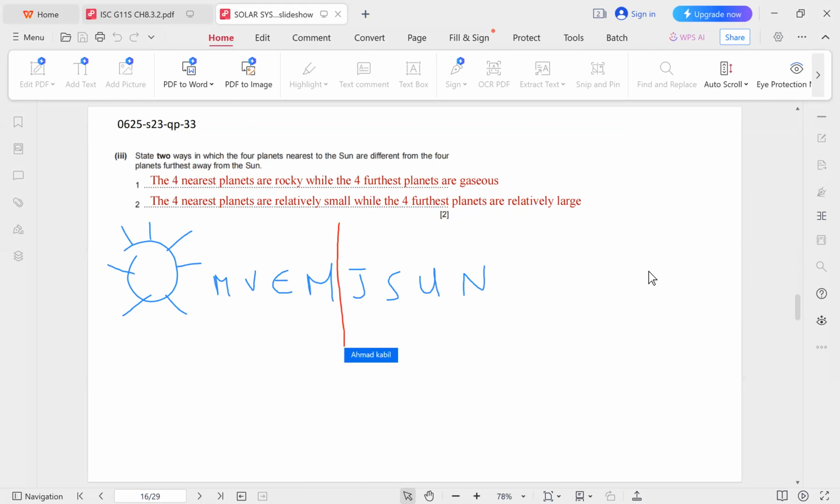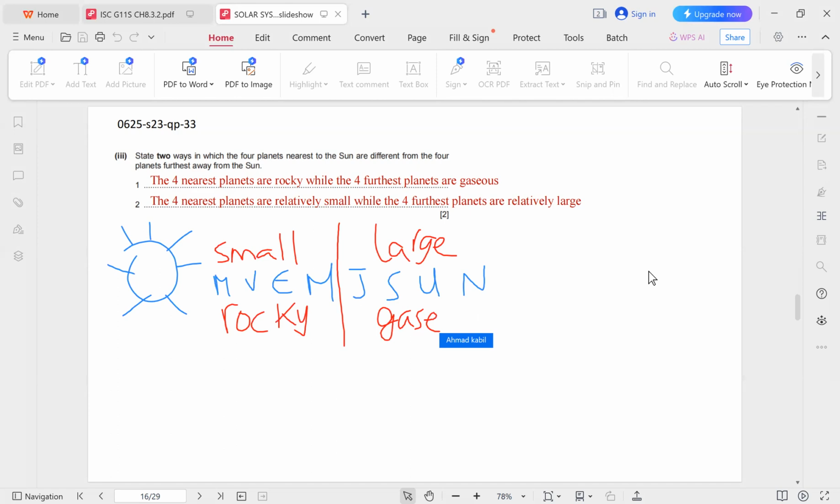On the left, we have the 4 that are closest to the sun, and they are relatively small, and they are formed mostly of rocks, so they're rocky. And the other four are relatively large, and they are formed mostly of gas, so we call them gaseous planets. So this is the distinction between both groups.